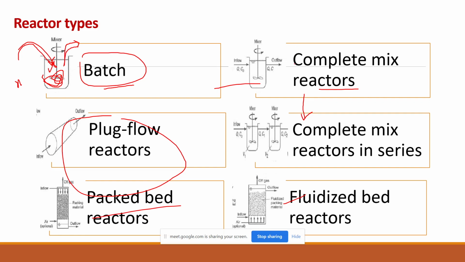Fine. But what happens in a continuous reactor? There is a continuous inflow and a continuous outflow. Okay, so your system is in continuity. You don't have to wait for a certain period of time to withdraw the effluent. So that is the basic difference between a batch and a continuous reactor.